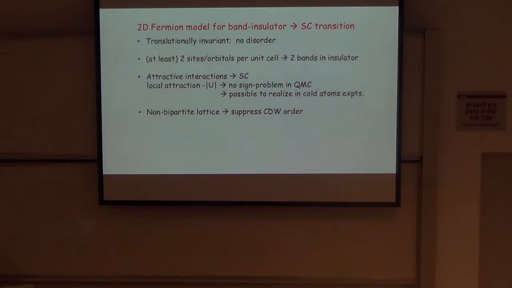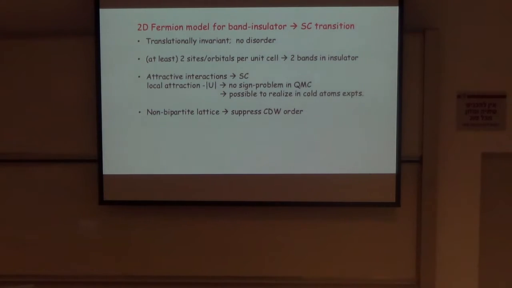Okay, so how did we arrive at these conclusions? First, we want to write down a simple 2D fermion model which shows this physics. We want it to be translationally invariant, no disorder. Since we want a band insulator at least in some limit, we need at least two sites or orbitals per unit cell, so we will get two bands in the insulator, a conduction and a valence band. We want superconductivity, so we'll also need attractive interactions.